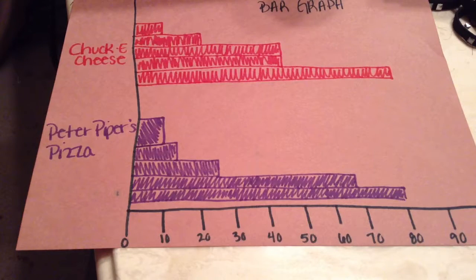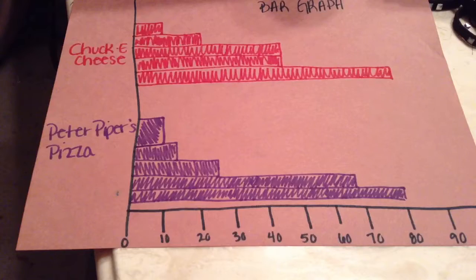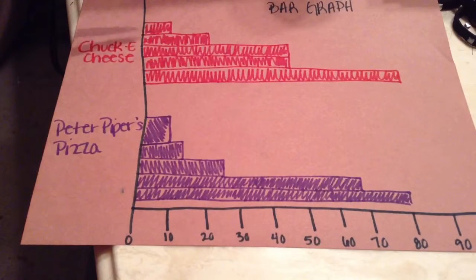This data can also be shown on a bar graph. Now we label the bottom with in thousands, which is the people that attend yearly. And this side here, this column, is the restaurant, Chuck E. Cheese and Peter Piper's Pizza. And these bars here show how many people came.